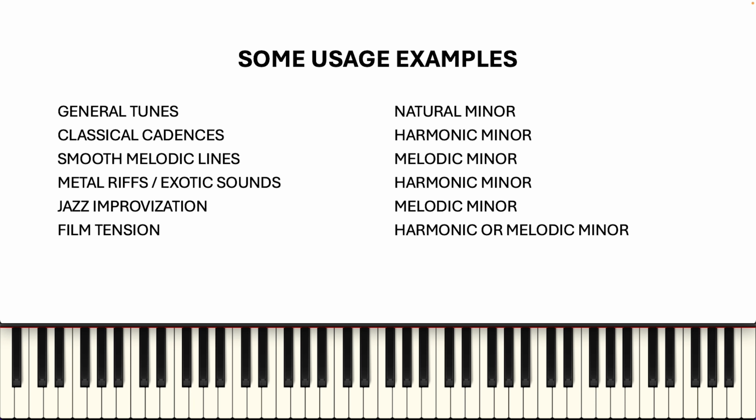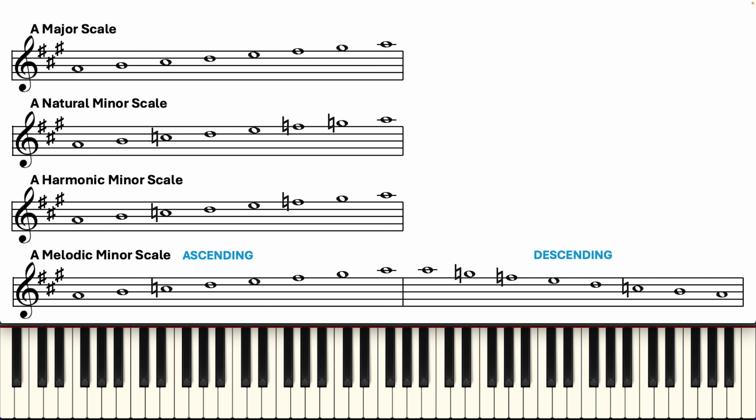So those were the three minor scales. Let's take a quick look in a different key. It's all the same principle. So I picked here the A major scale. Okay, so you remember from previous lessons, there are three sharps in it, and we start with the A.